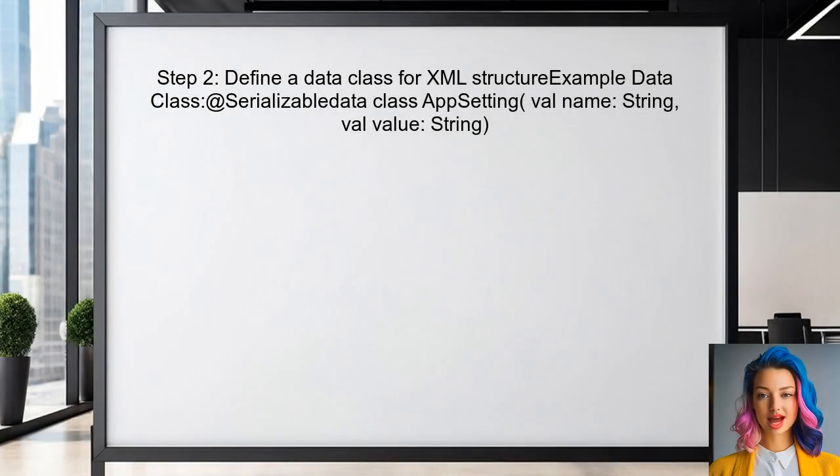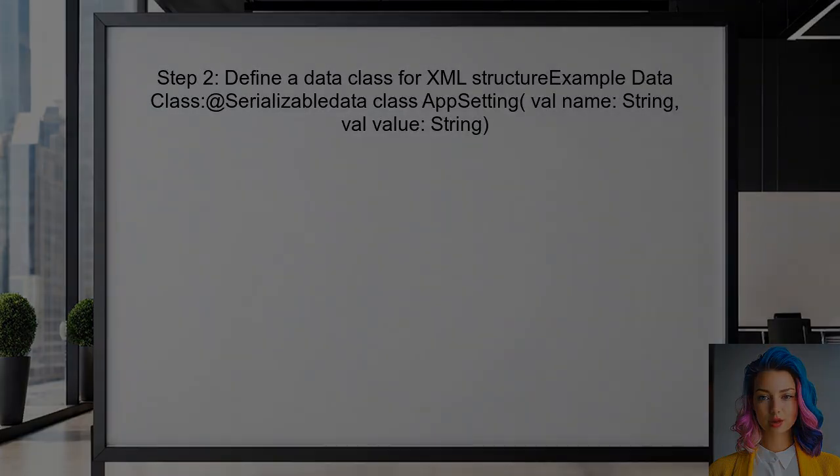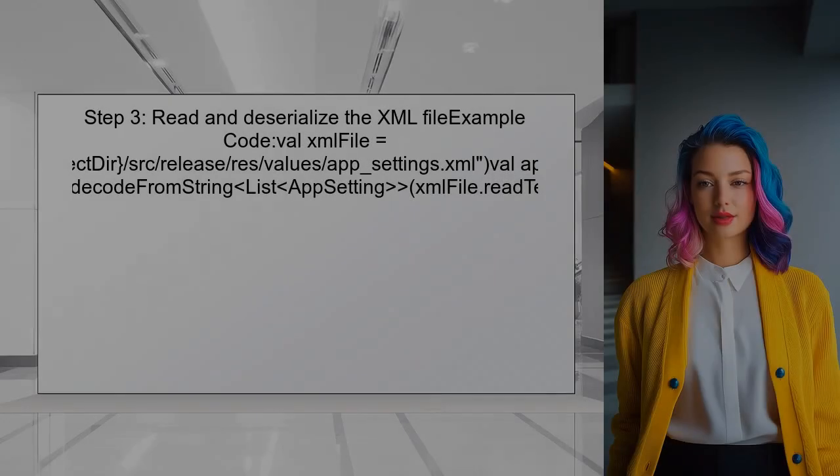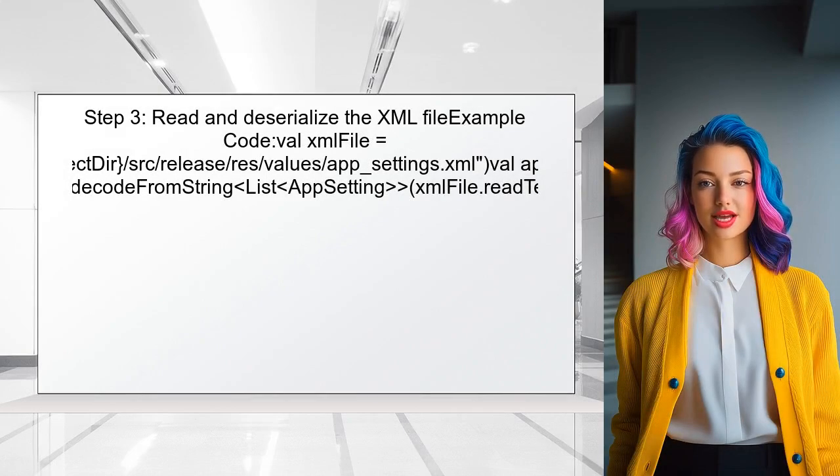Next, the user can parse the XML file using the kotlinx.serialization library. They will need to define a data class that represents the structure of the XML data. Now, the user can read the XML file and deserialize it into the data class. This will allow them to access the XML data in a structured way.